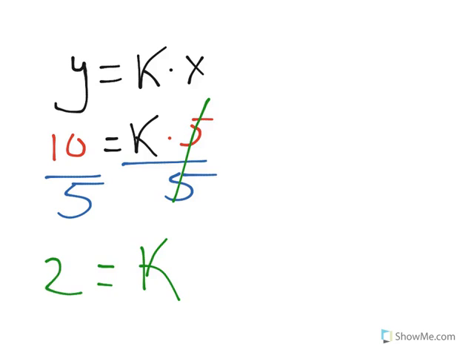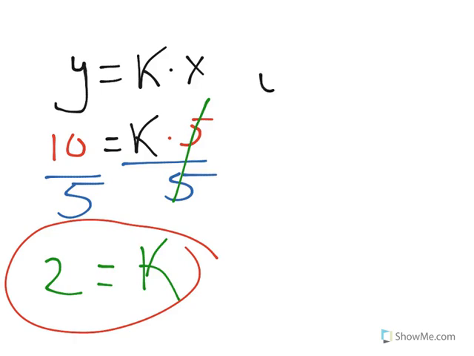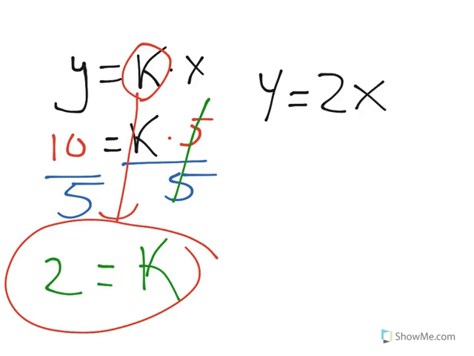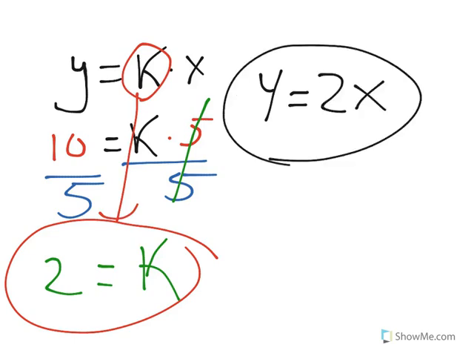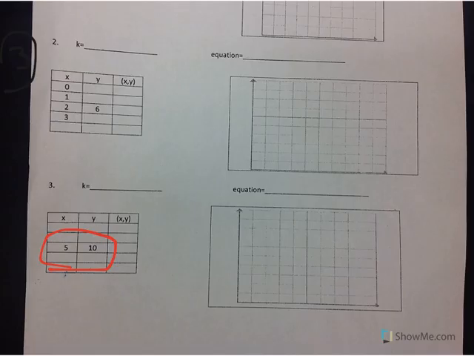So now that I know my constant, k equals 2, I can substitute it back into my equation, but instead of using k, I'm going to use 2. So I'm going to say 2x. So this is my equation for that problem right there. So since I know the equation, I can say y equals 2x. I know my constant's 2.